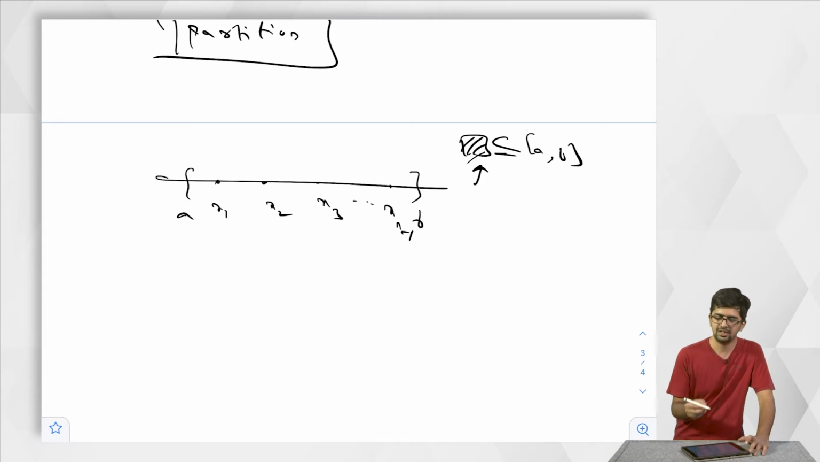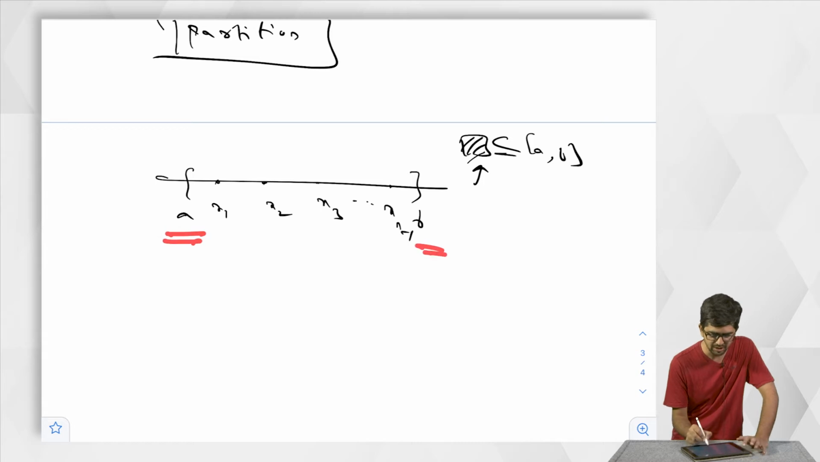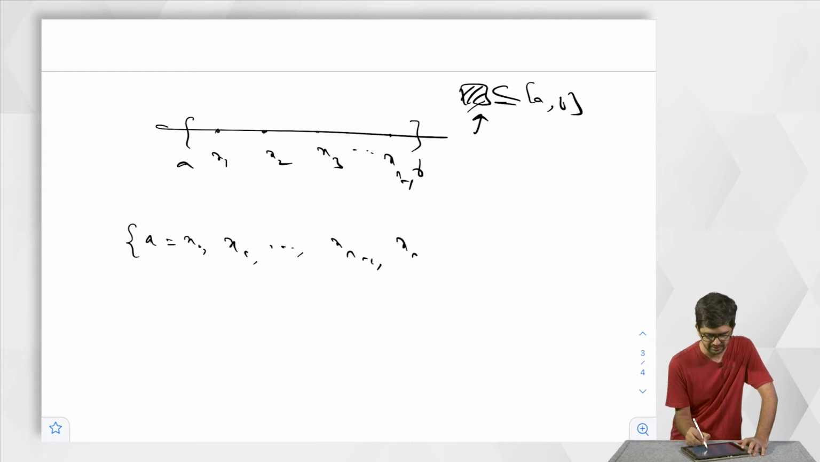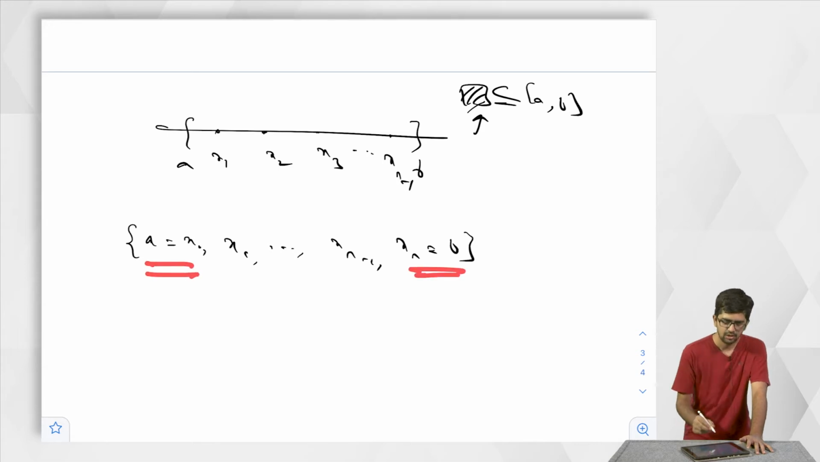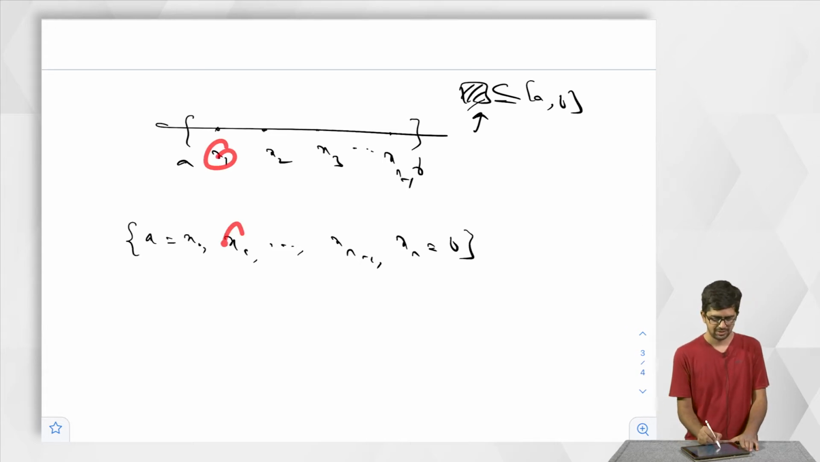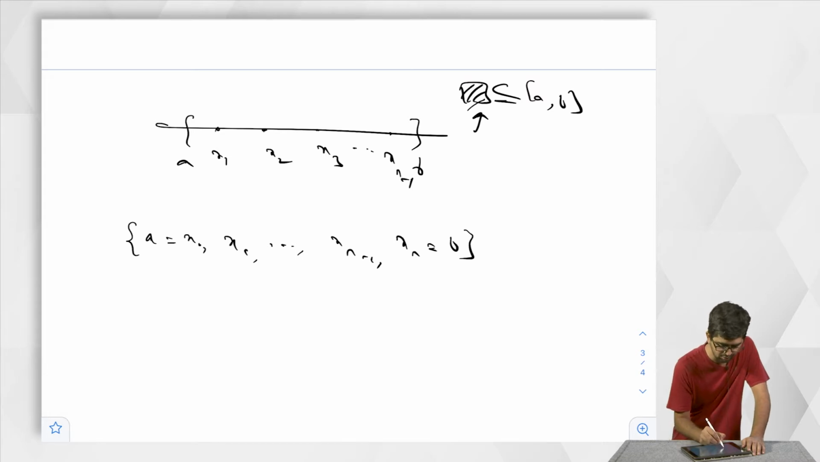And we need to have some extra data. What is it? That finite subset should contain both a and b. So a partition is of this form: a = x_0, x_1, ..., x_{n-1}, x_n = b. So this will contain a and b, and I said that there are finitely many elements. If there are finitely many elements, I know how to order them. The first element I denote as x_1, the next bigger element as x_2, and so on. This is how I denote the elements of the partition. This is x_0.